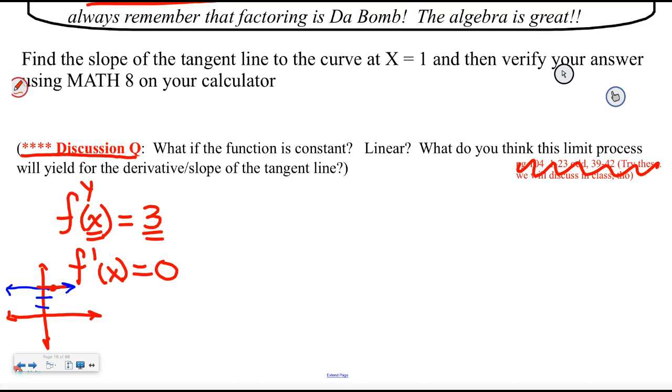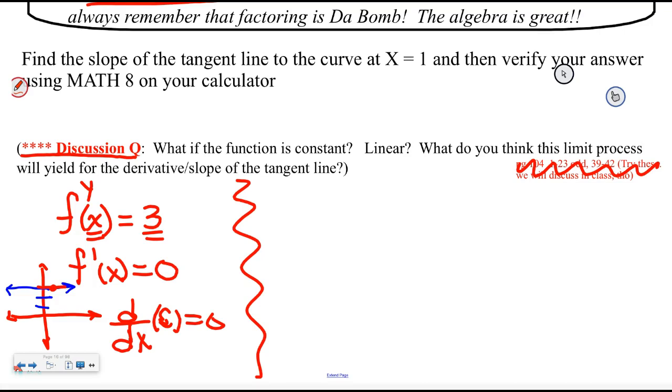So I'd get a 0 in my numerator, and it would jive. So the derivative of any constant, no matter what it is, is always equal to 0. So we don't need to go through the long process at all. Same with a line.